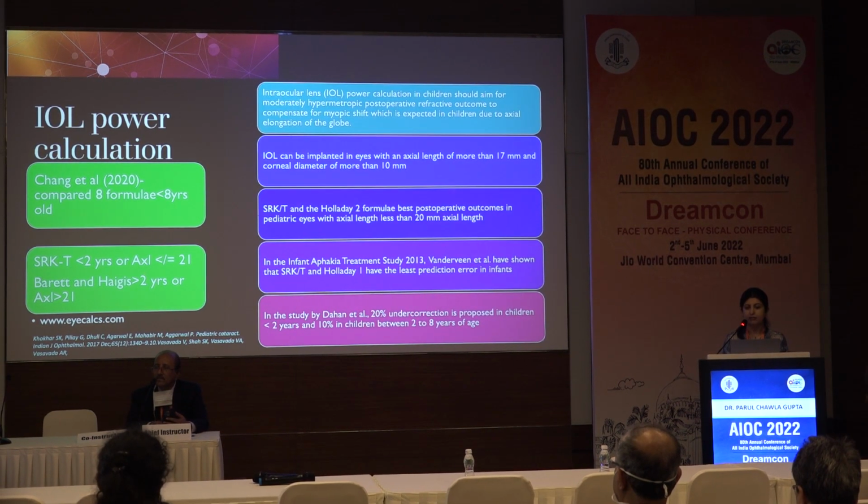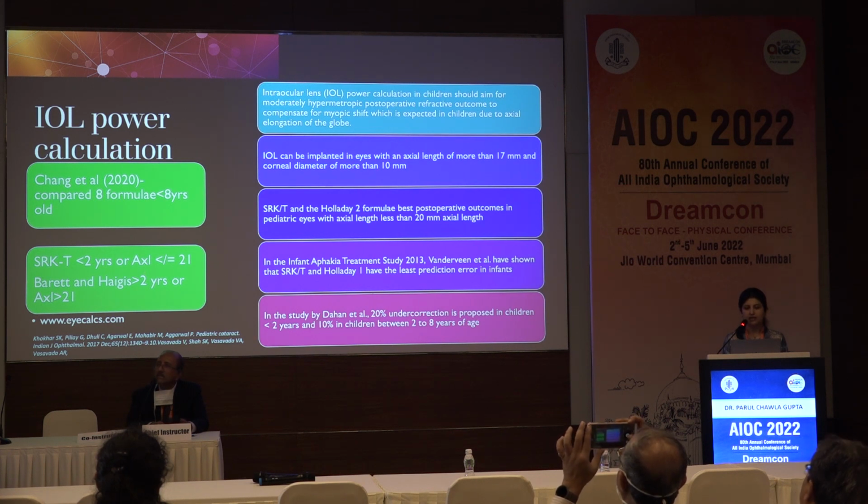An IOL can be implanted in eyes with an axial length of more than 17 mm and corneal diameter of more than 10 mm. SRK/T and Holladay 2 formulas give the best postoperative outcomes in pediatric eyes with axial length less than 20 mm. And in the IATS study, that is the Infant Aphakia Treatment Study, Vanderveen et al. have shown that SRK/T and Holladay 1 have the least prediction error in children.